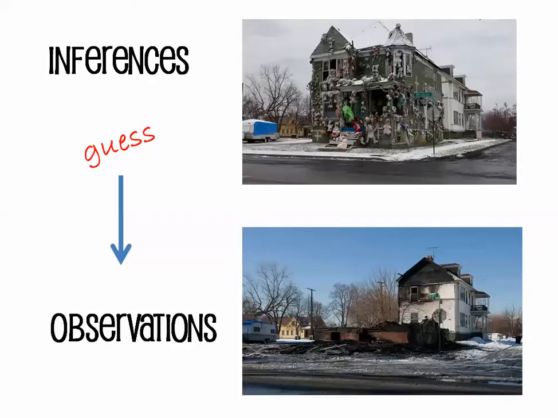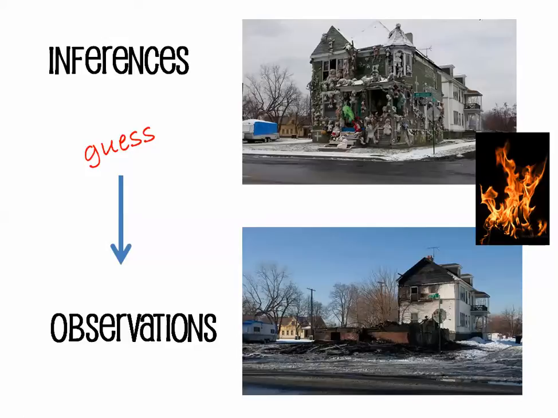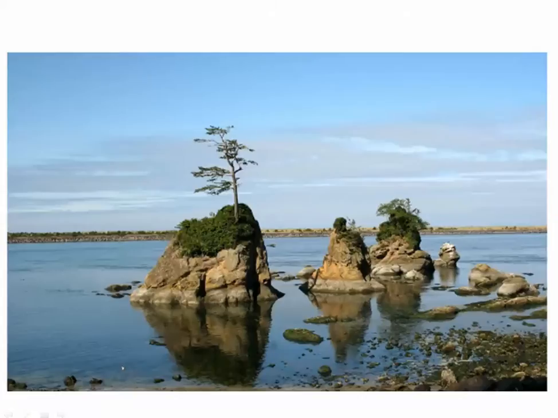Well, based on your observations, you're going to infer that there must have been a fire sometime in the last 24 hours. Some of the observations are going to be qualitative, some are going to be quantitative because you can actually measure how much of the house is missing now. So let's go back to our original picture and see if we can form an inference from it.